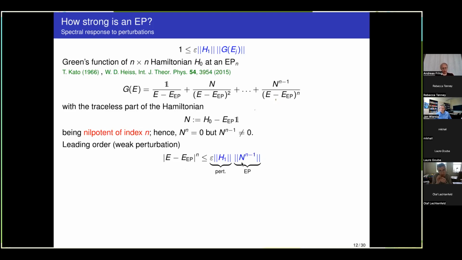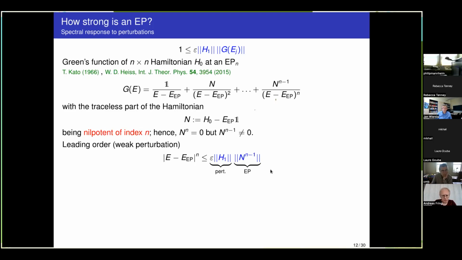And this is now an inequality that gives an upper bound for the splitting induced by the perturbation. Or maybe it's better to say it's not the splitting, but the change of the eigenvalues. Oh, here the j is missing. It's the change of the eigenvalues with respect to the EP eigenvalue. And important, on the right-hand side, there's a product of two factors. One depends only on the perturbation, and one depends only on the exceptional point.